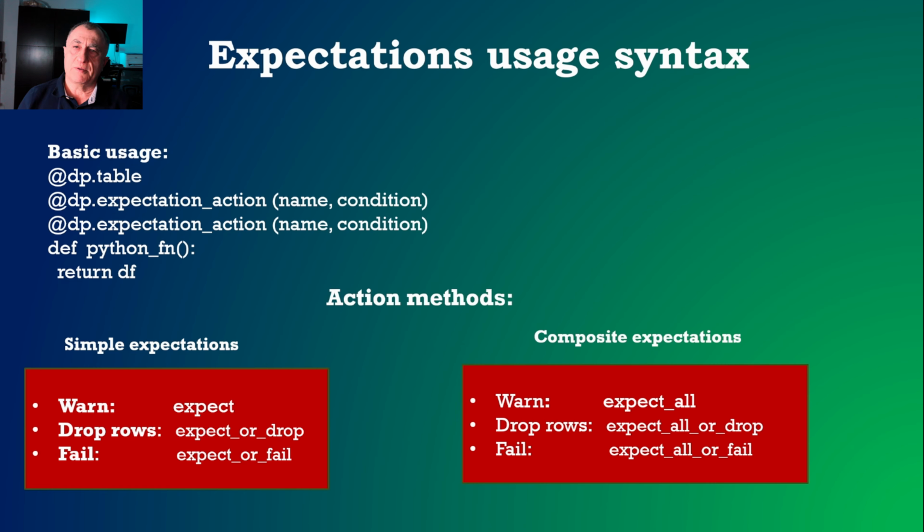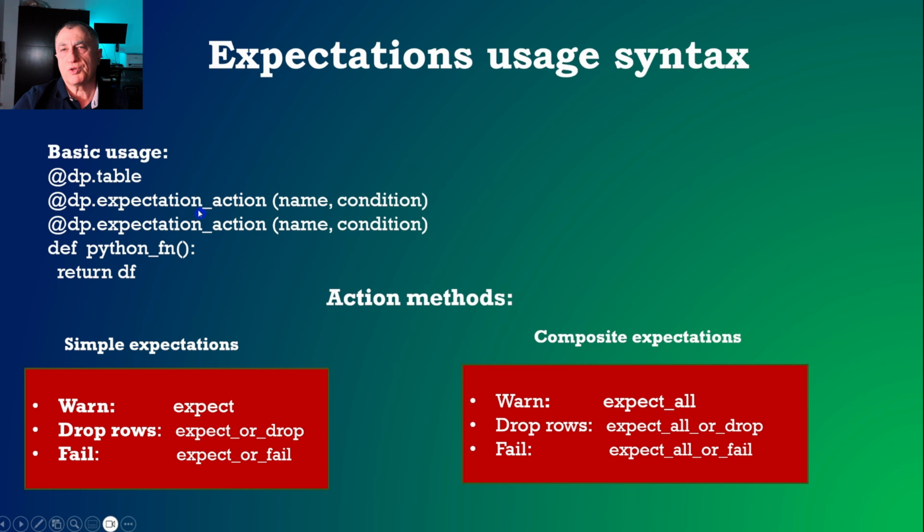How do we define quality controls? So you need to define your expectations right after your data object declaration, whether it's a streaming table or materialized view. So you can include one or more expectations just like this, and you need to use the pipeline decorator for that, followed by the respective action. And then you have to provide a name as well as a condition.